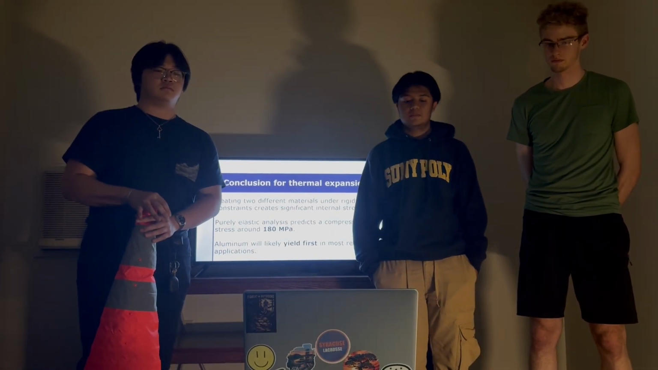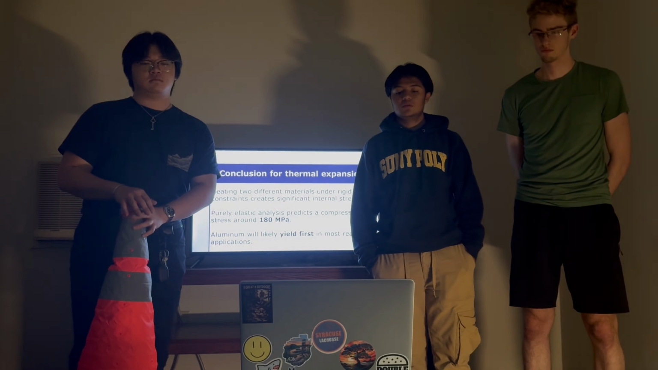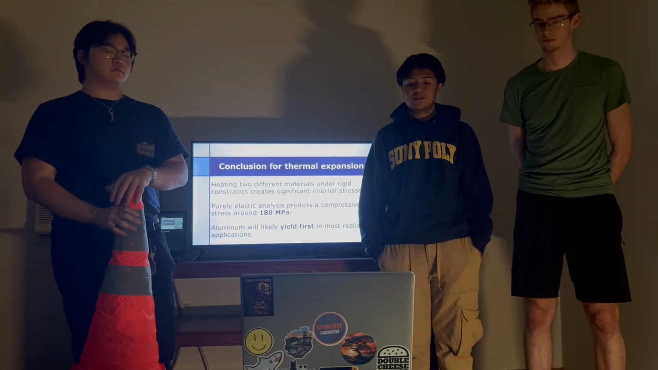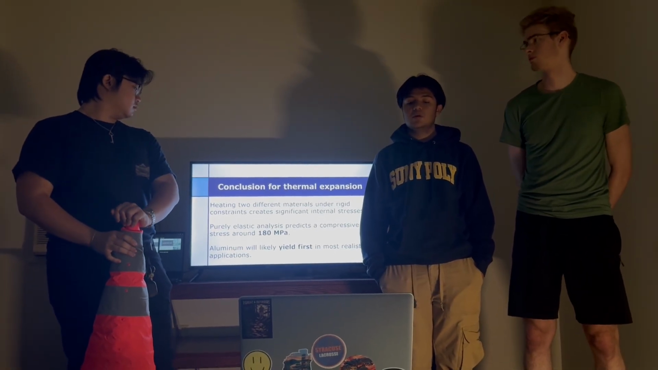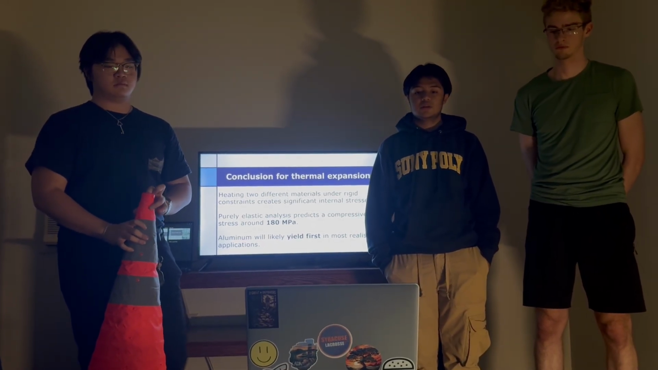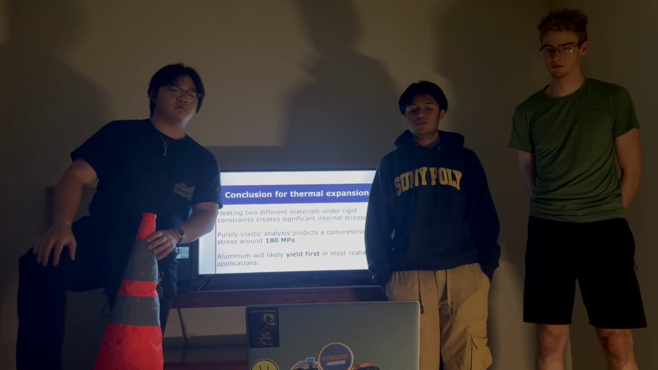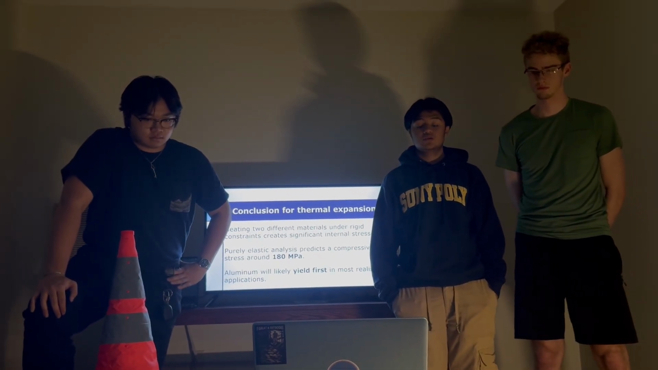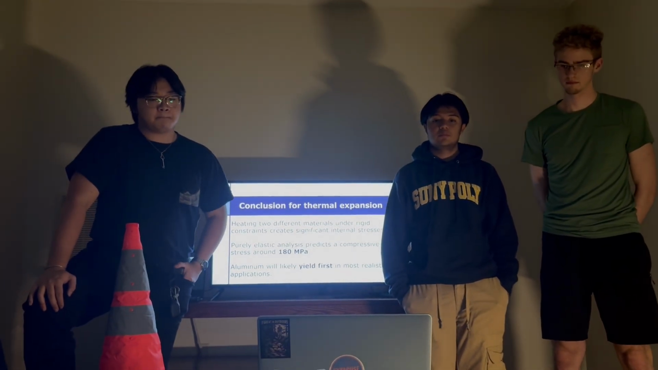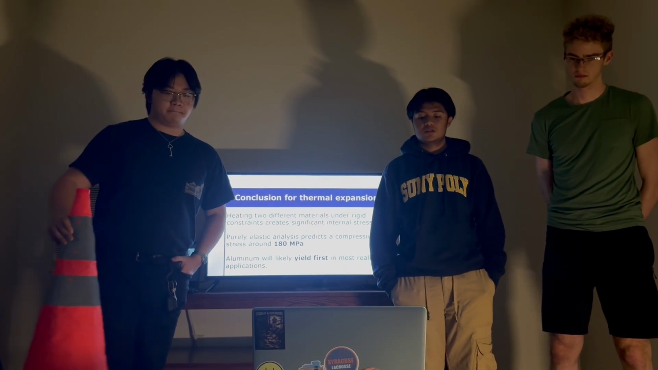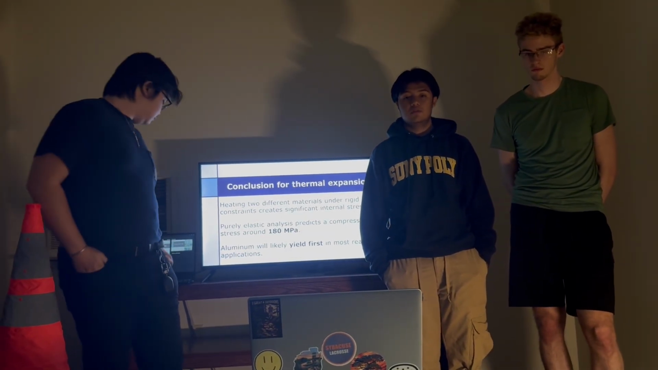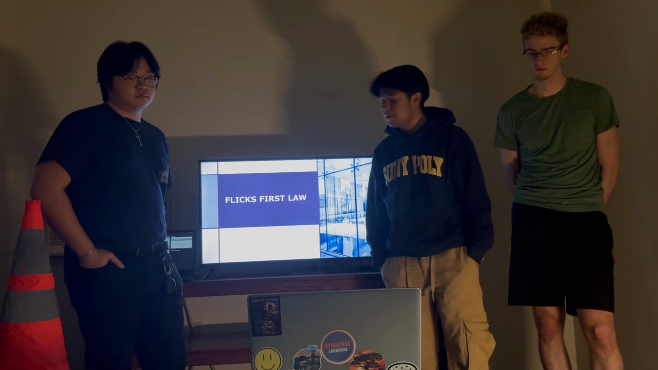Conclusion for thermal expansion. Heating two different materials under rigid constraint creates significant internal stresses. Purely elastic analysis predicts a compressive stress around 180 megapascals. Aluminum will likely yield first in most realistic applications. Once aluminum yields, the stress is limited by its yield strength, and the aluminum bar undergoes plastic deformation to maintain total length compatibility. For precise predictions, you need the exact aluminum alloy yield strength, and if needed, its hardening behavior. We will now look at Fick's law.